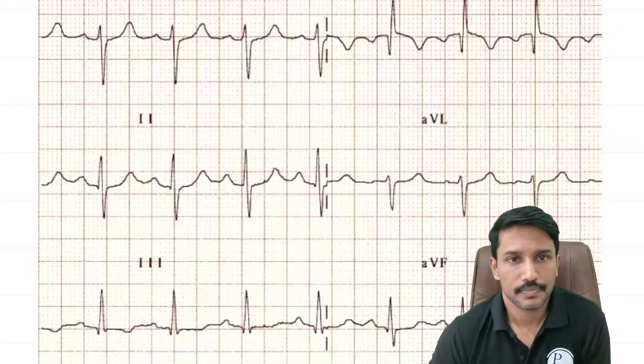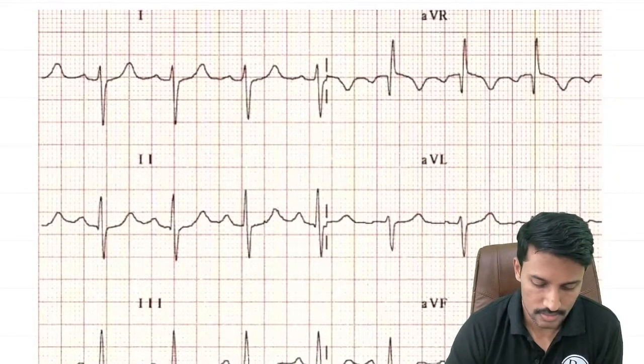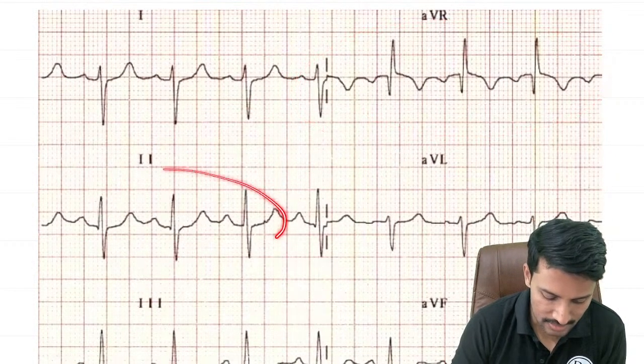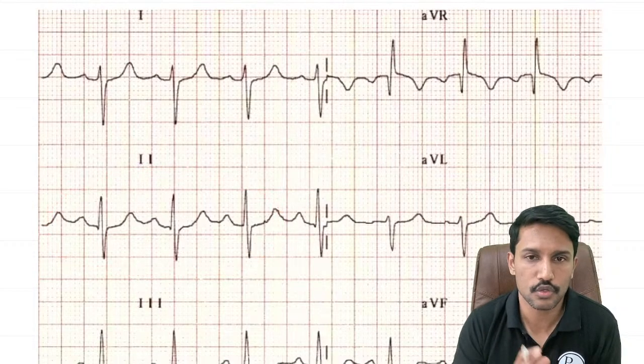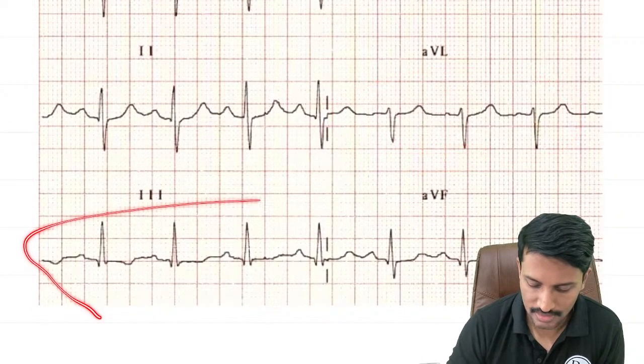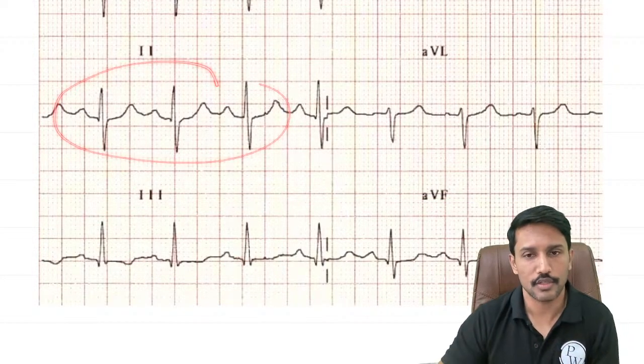Is it lead 1? Is it lead 2? See, this is lead 1. Is it isophasic? No. Is it AVR? No. Is it lead 2? Yes. Lead 2 appears to be isophasic. Is it AVL? No. AVL is predominantly negative. Is it lead 3? No. Lead 3 is predominantly positive. So lead 2 is isophasic.